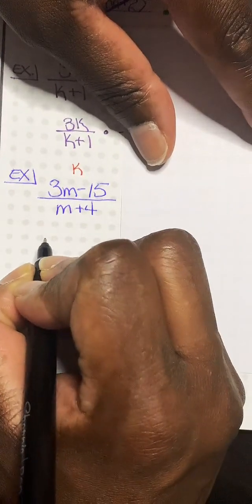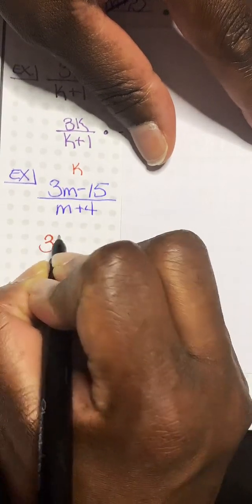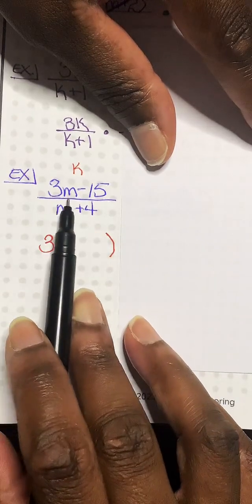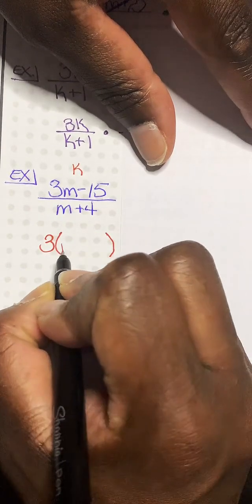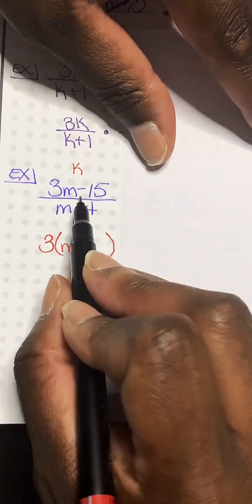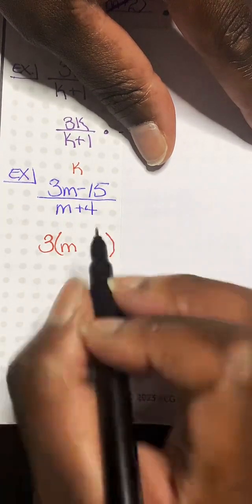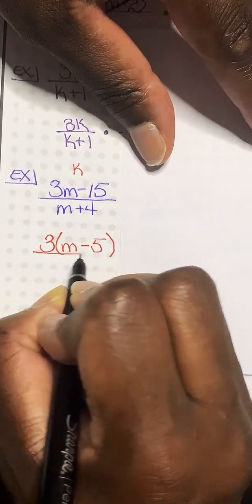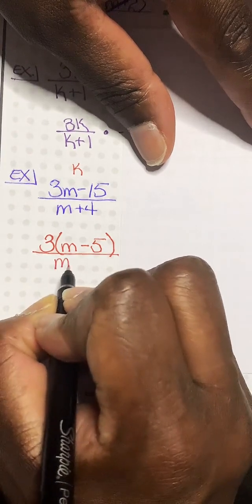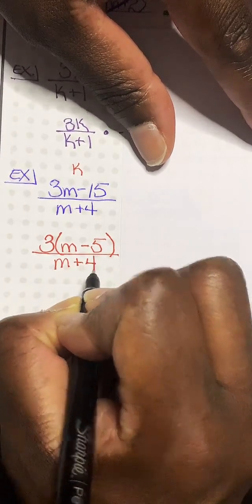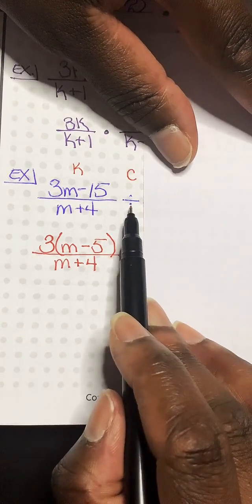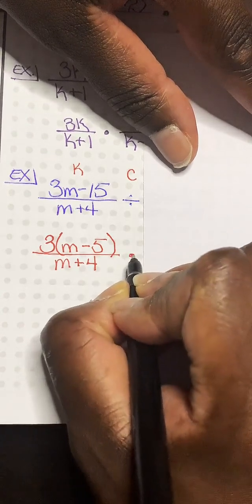All right, so factoring out a 3. So I guess some people are listening to my lives or something, but I don't know. Okay, so if we factor out a 3, 3m divided by 3 will give me my m. Negative 15 divided by 3 will give me negative 5. And the denominator is going to stay exactly the same, m plus 4. So as I said, we're going to change that division sign to a multiplication sign.